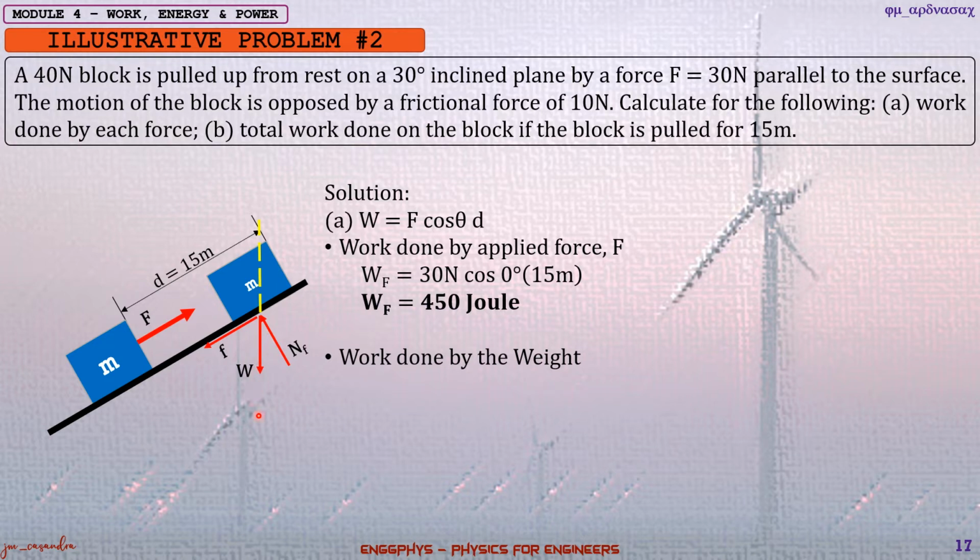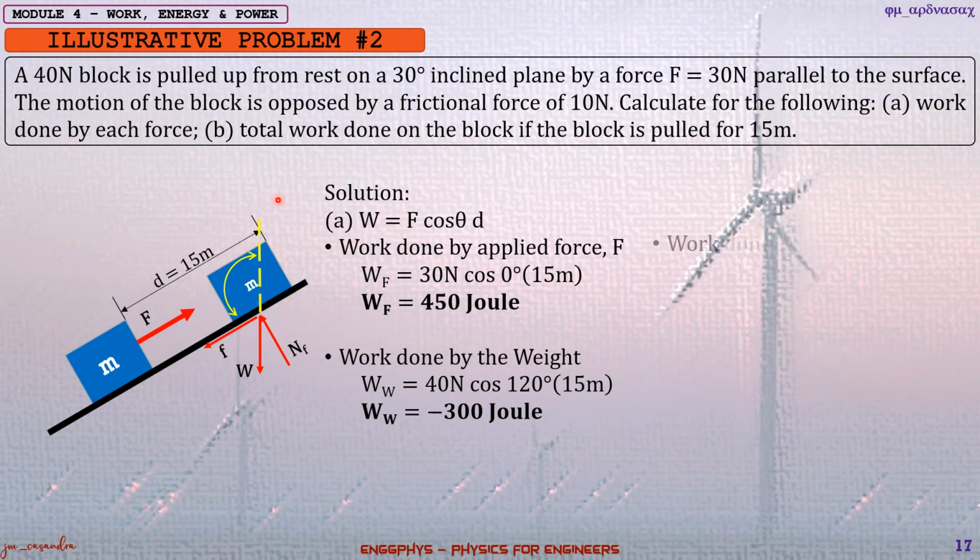So we cannot say that the work done by the weight is equal to 0. So in that case, I will now be extending the line of action of the weight here, and I'll be measuring the angle between the line of action of displacement and the line of action of our weight, and that is now equal to 120 degrees. So our equation now will be 40 newtons cosine of 120 times 15, giving us a value of negative 300 joules.